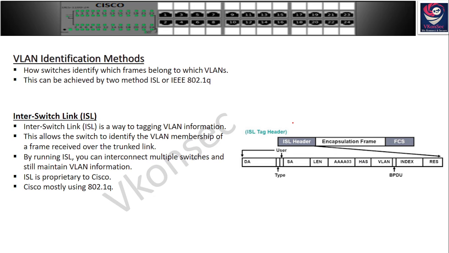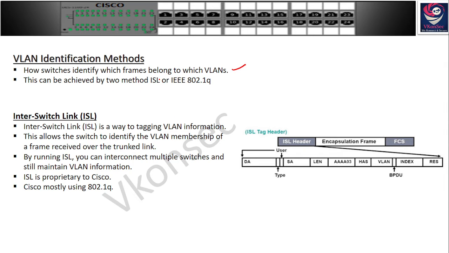Next, VLAN identification method is very important, meaning how the switch will identify which frame belongs to which VLAN. Suppose you are going to transfer the packet from one VLAN to another, but how is the switch going to understand which VLAN this packet belongs to? This can be achieved by two methods.